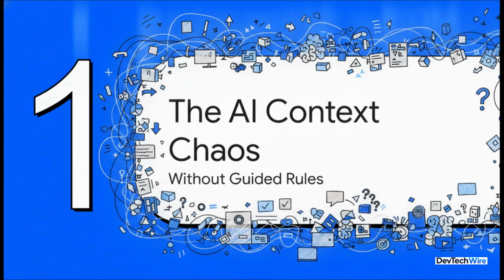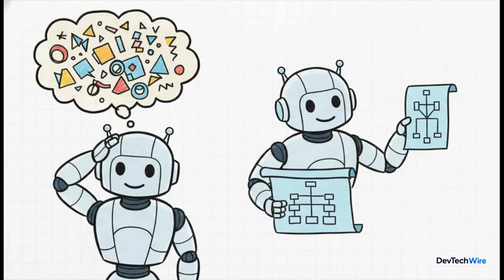Starting with Section 1, the AI context chaos. This is what happens when AI pair programmers are left totally unguided. The core problem here is that tools like Cursor and models like Claude 3.7 Sonnet are incredible at writing code, but without context, they are basically operating in the dark. If you don't tell the AI your stack, it might try to write database queries using Prisma when your entire team strictly uses Drizzle. Or it might suggest outdated React class components when you've already moved on to modern functional ones. Basically, it defaults to generic average code instead of your code.